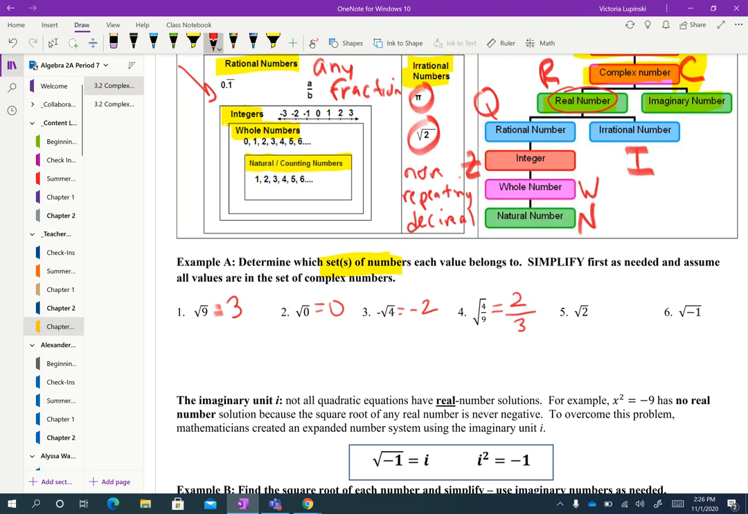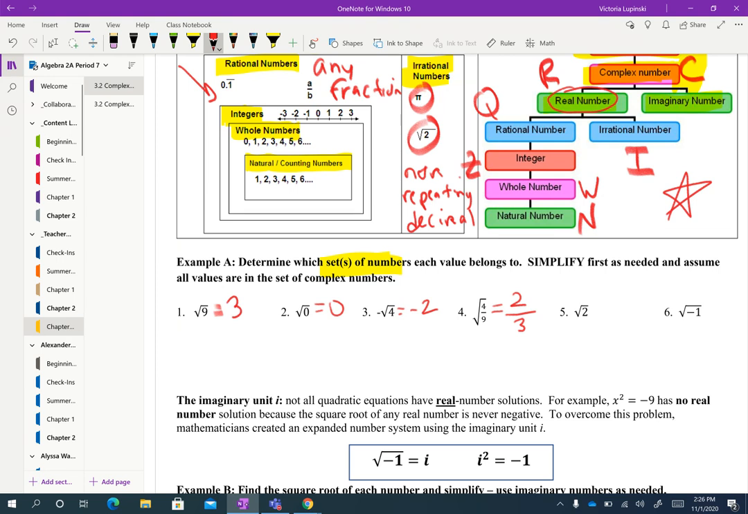I can't simplify the square root of 2, and I don't know how to simplify the square root of a negative yet. So those are all my simplifies. And now again, look up here at the different sets of numbers. Assuming that they're all going to be in set C, you then want to decide how far down the list in terms of real numbers you can classify.